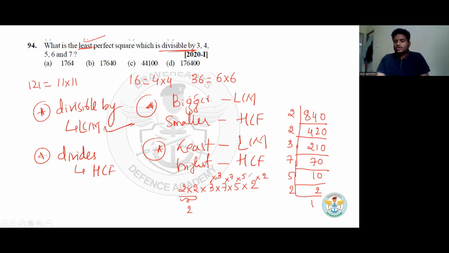So I'll multiply it by 2. Getting this? Why are we multiplying it? To make it a perfect square. We have found out the LCM, but we have to make it a perfect square also. How will you make a number a perfect square?